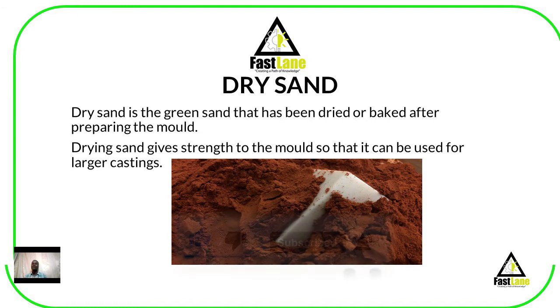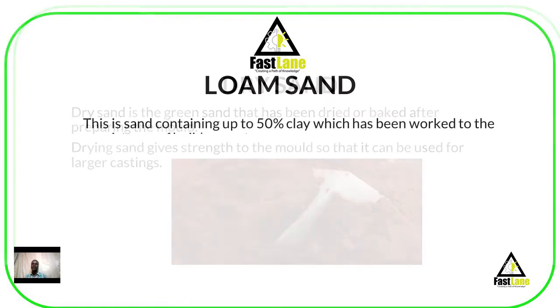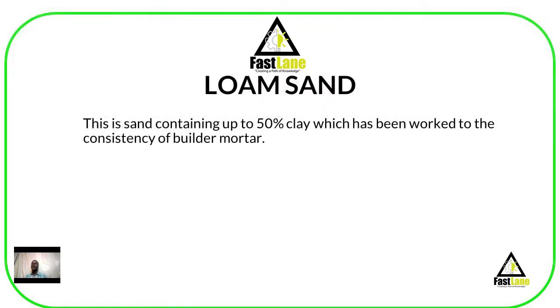Then we have another type of sand, what we call the loam sand. This is sand containing up to 50% clay. Remember, I've said that clay is just a binder. It contains 50% clay, which has been worked on consistently by the builder motor. The builder motor is just a mixing machine. It keeps on mixing those proportions of sand in order to get what we call the loam sand. But we have to make sure that it contains 50% clay.